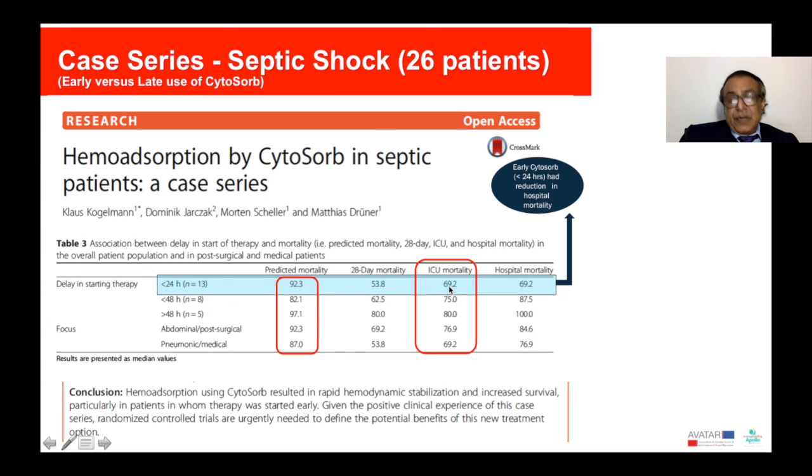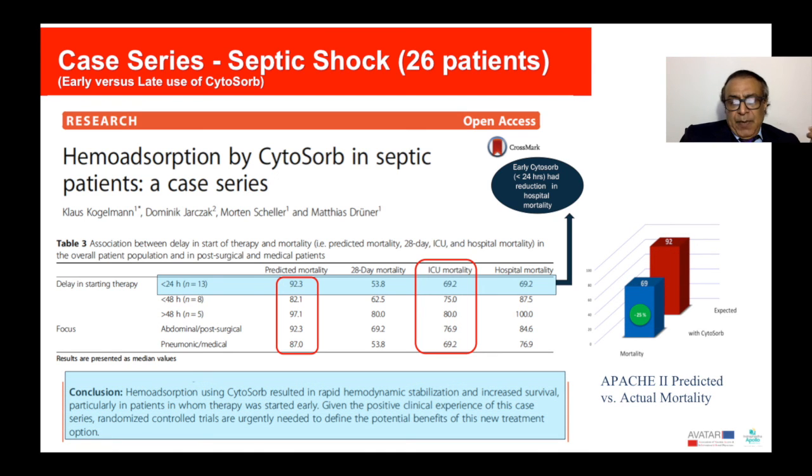There was a serious 22 to 23% improvement in the mortality rate of this population, but this was not seen when the strategy was delayed, between 24 to 48 hours or more. This is the same APACHE predicted mortality versus the actual outcome in this particular trial.